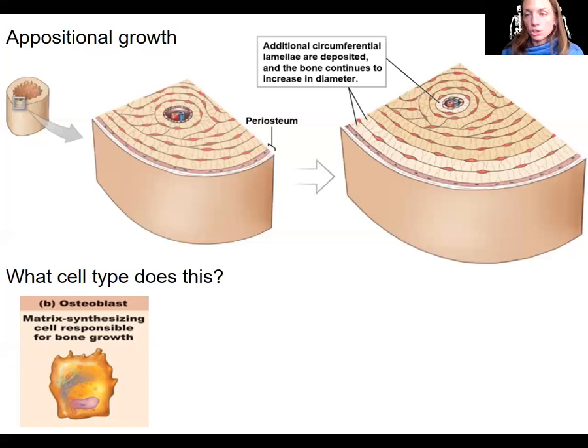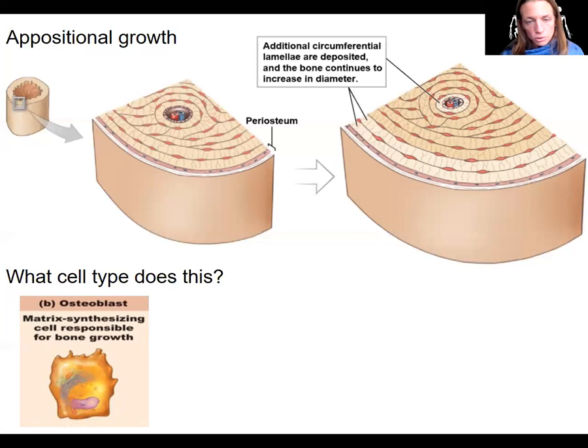Appositional growth is the name for increases in bone diameter. This happens when bone matrix is added to the outside. So growth occurs from the outside. That's very different than skin, which grows from the bottom, which is more like the inside. At the same time, the medullary cavity is going to increase in size as well, because bone matrix is going to be removed from the middle.